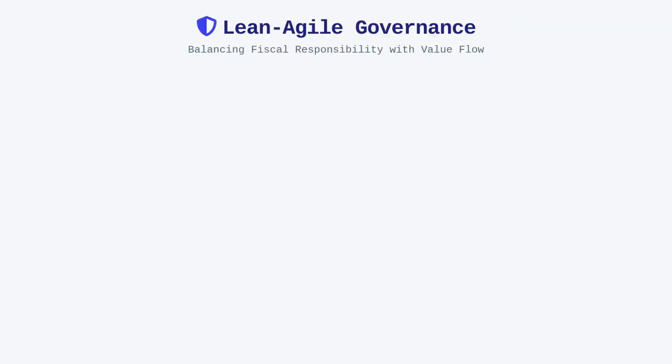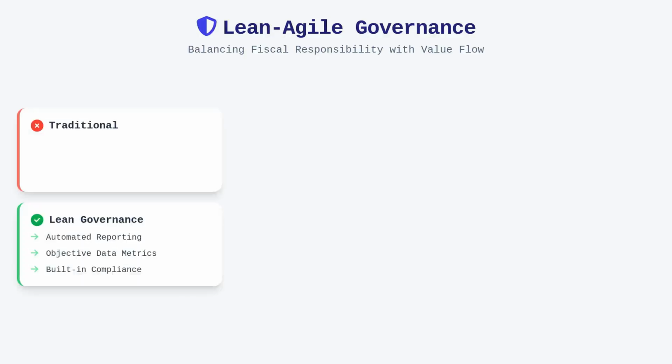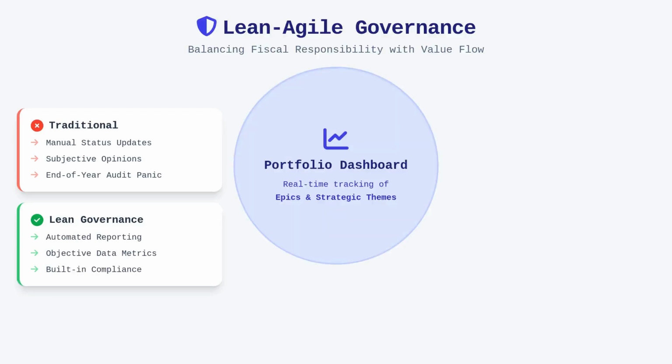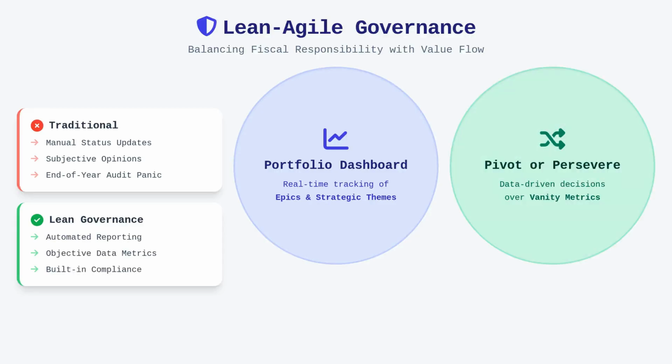Governance in a lean agile context is often misunderstood as a synonym for oversight, but in SAFe, it is actually about ensuring fiscal responsibility and adherence to regulatory standards without stifling the flow of value. We implement this through what we call lean governance, which prioritizes lightweight, automated reporting over traditional, manual status updates that rarely capture the true health of a project. Using a portfolio dashboard, leadership can view the status of epics, monitor flow metrics, and track progress against strategic themes in real time. This visibility allows for pivot or persevere decisions based on objective data rather than vanity metrics or subjective opinions.